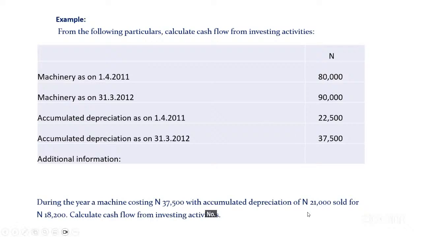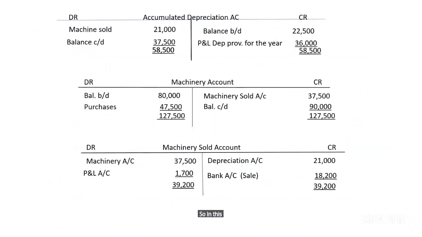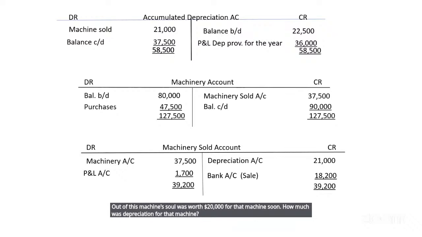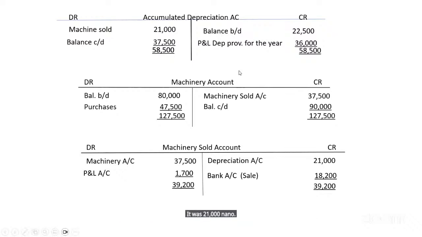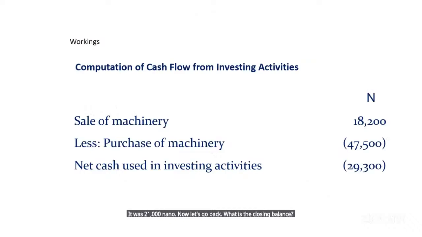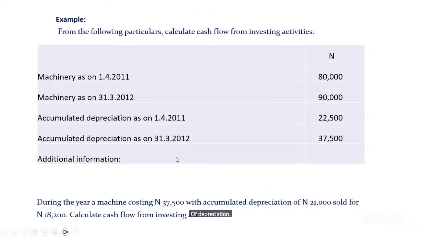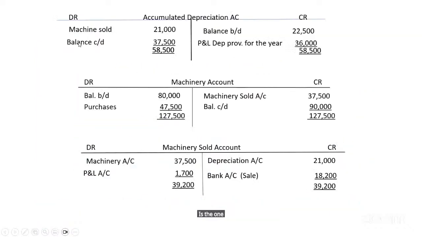And the machine was sold at how much? For the machine that was sold, how much is the total depreciation for that machine? It was 21,000 naira. So in this case, on the debit side, the machine sold was 21,000 naira. That's depreciation for that machine sold. Now let's go back. What is the closing balance of depreciation? Balance carried down of depreciation is 37,500, the one here. By the time you add 21,000 plus 37,500, you will get 58,500.